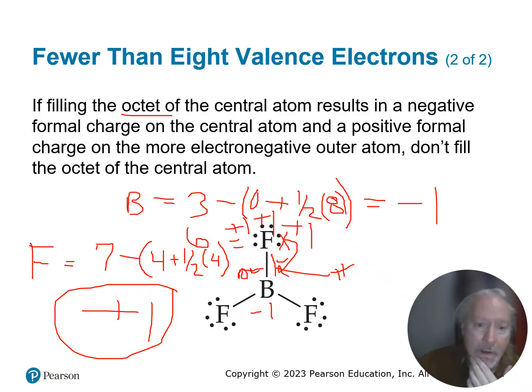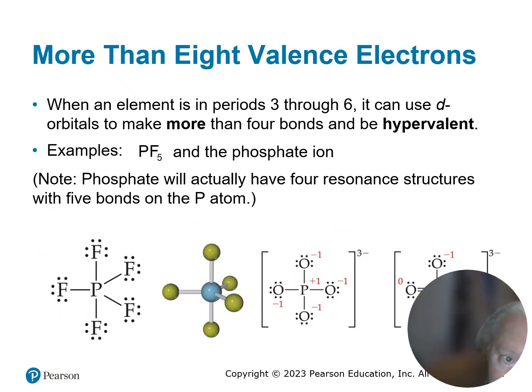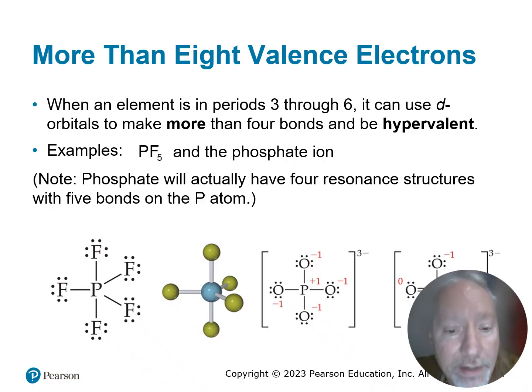We get a +1 charge on that fluorine. We luckily got a -1 here when we did this calculation. So be careful. We're shy an electron. We got a +1 charge. We have another case where 8 valence electrons is not enough. We actually need to have more valence electrons surrounding phosphorus.